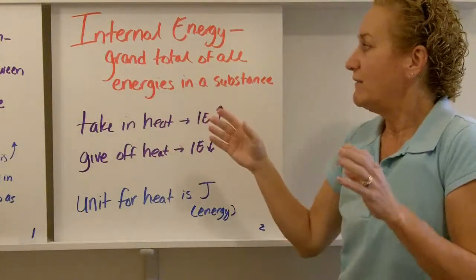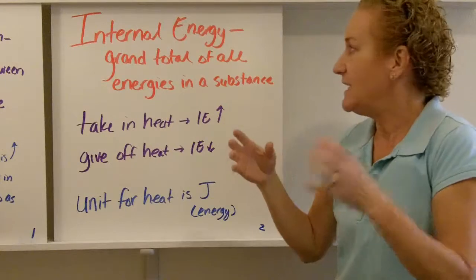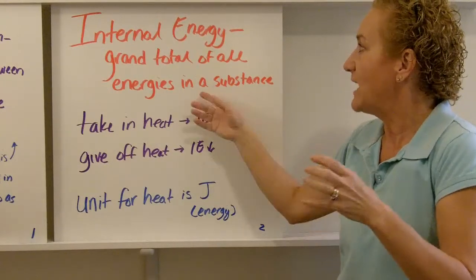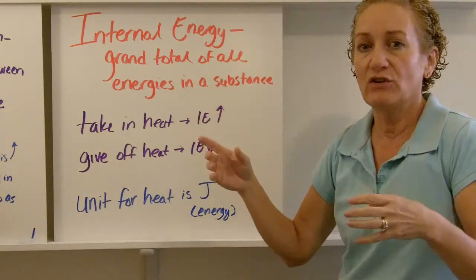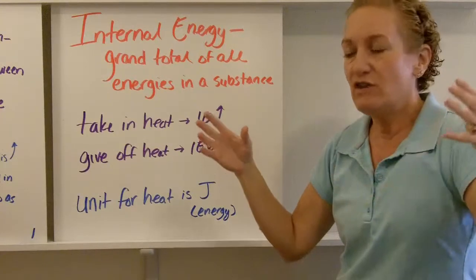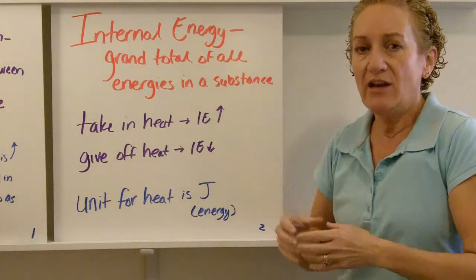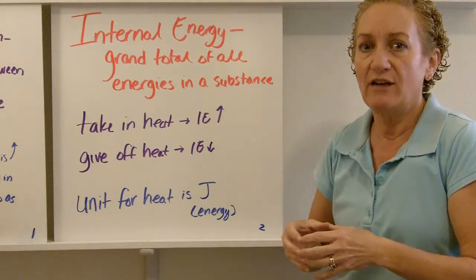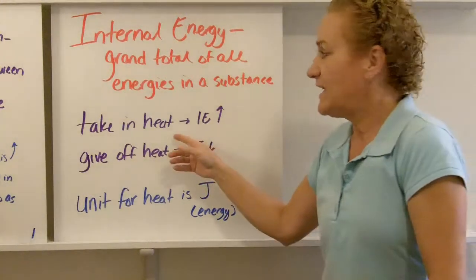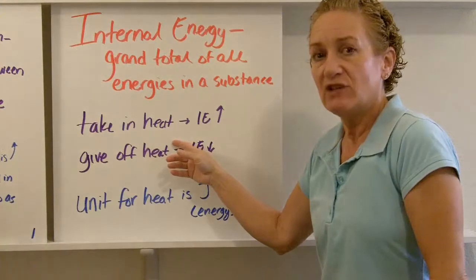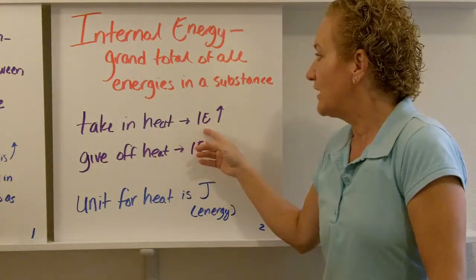The big way of saying all of the heat in a substance, all of the energy in a substance, is to call it internal energy. So internal energy, if you could take every single molecule, figure out how much energy it has, add it all up, that would be called the internal energy of an object. So if it takes in heat, it actually gets warmer, right? The internal energy is going to go up.